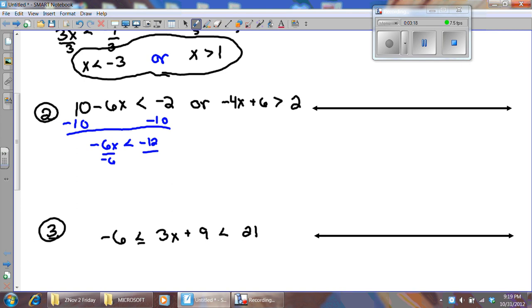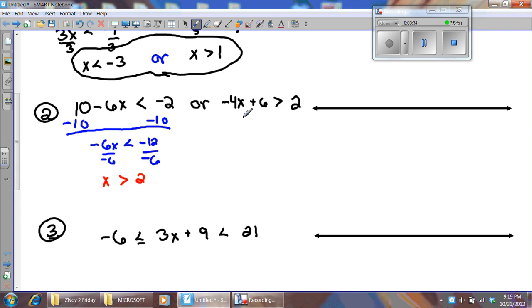X is greater than 2, because I divided by a negative, so my inequality changes direction.